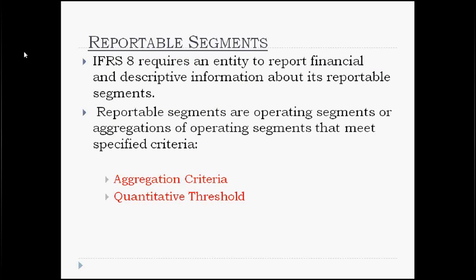So what are reportable segments? Which segments will we be reporting? We can decide them on the basis of aggregation criteria and then quantitative threshold. IFRS 8 requires an entity to report financial and descriptive information about its reportable segments. And reportable segments are operating segments or aggregations of operating segments that meet specified criteria. Let's see what the aggregation criteria is.